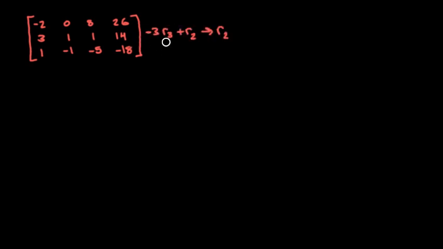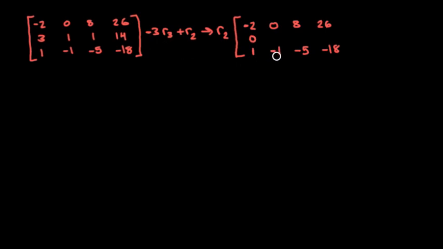-3 times row 3 plus row 2 is going to yield our new row 2. Nothing changed about row 1. Nothing changed about row 3 either. We're just adding a scaled version of this to row 2. So row 2 is definitely going to change. -3 times 1 is -3 plus +3. Remember, we had a +3 over here. So that's going to give us our 0.